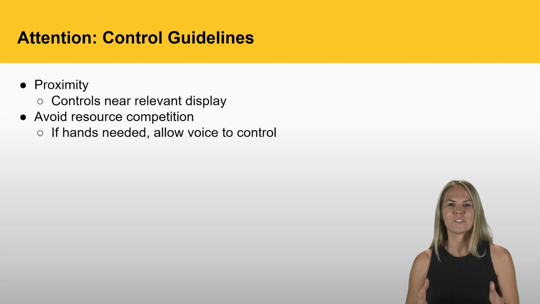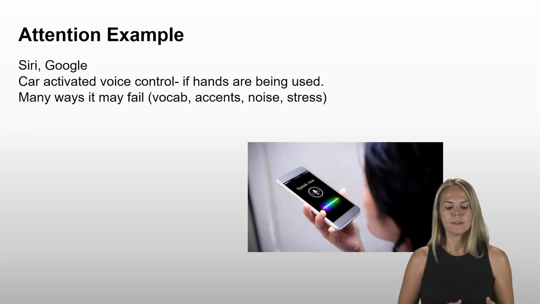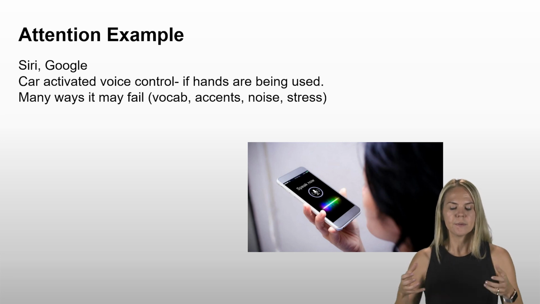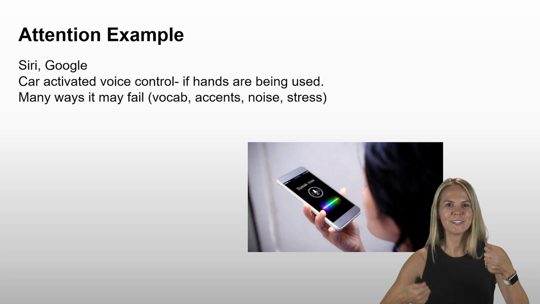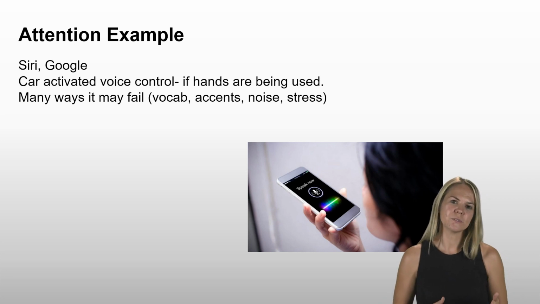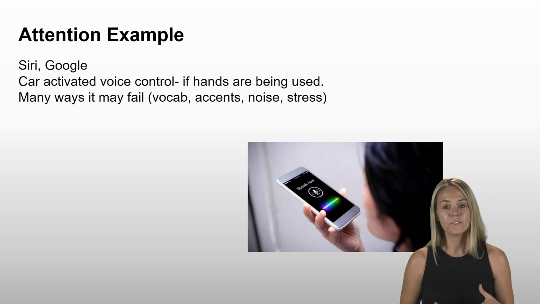So for attention's sake, those are some guidelines in the controls. The attention example, as I already said, was Siri and Google. And car activation voice control, if your hands are being used, is really helpful because you want 10 and 2 on the steering wheel. And the issue here is to think about the ways that this could fail.